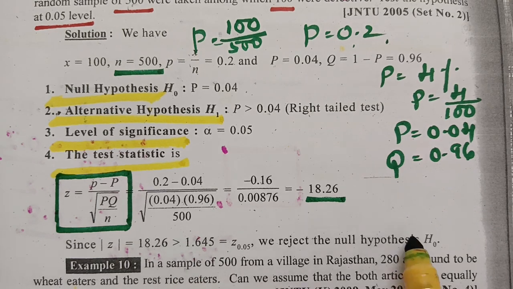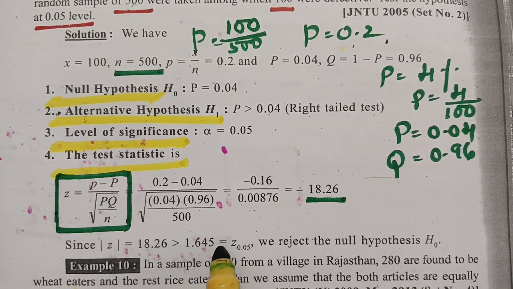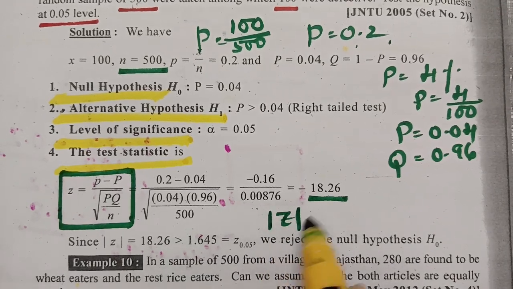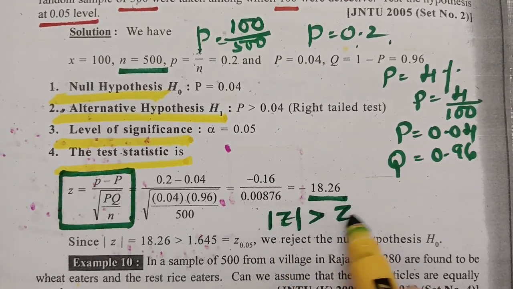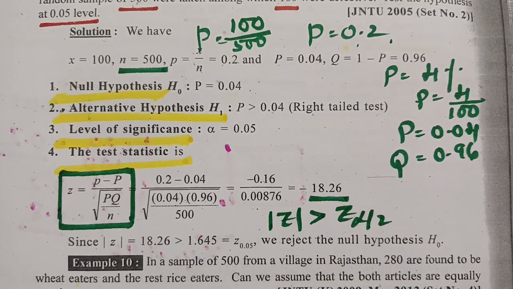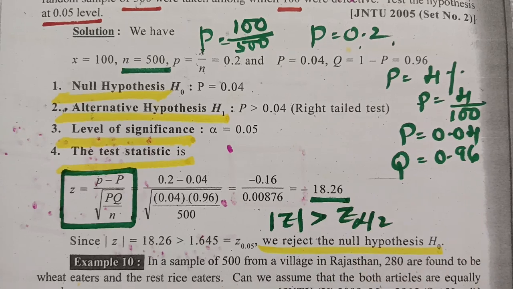Clearly, at 5% level of significance, it is 1.645. Here, this calculated value is greater than the tabular value Z alpha, and therefore we reject the null hypothesis H naught.